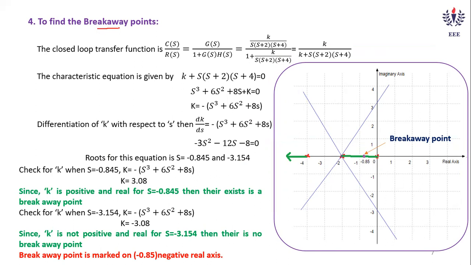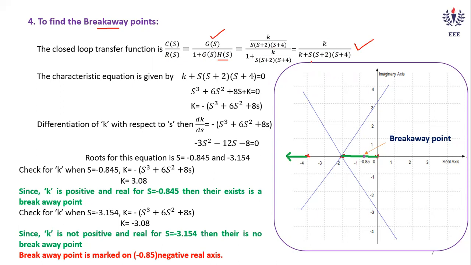We already know the open loop system. From this, we need to identify the closed loop transfer function. The closed loop transfer function is C(s)/R(s) = G(s)/(1 + G(s)H(s)). G(s) is already there, and H(s) is unity feedback. Substituting G(s) = K/(s(s+2)(s+4)), and simplifying, we get K/(K + s(s+2)(s+4)). This is the closed loop transfer function.